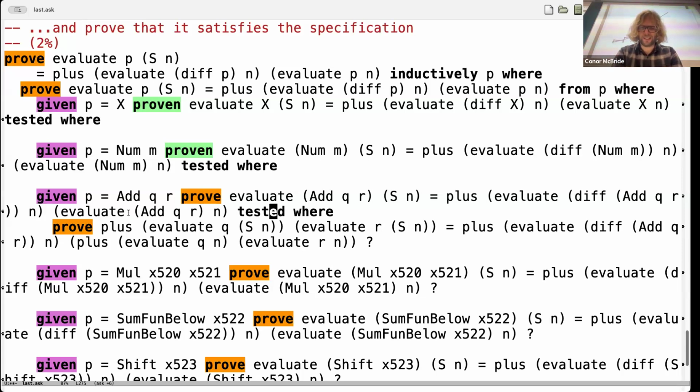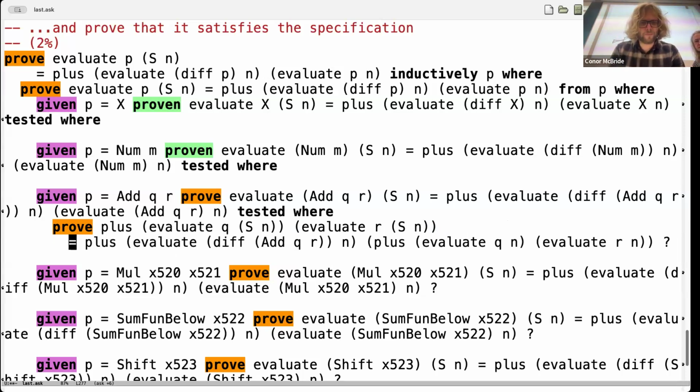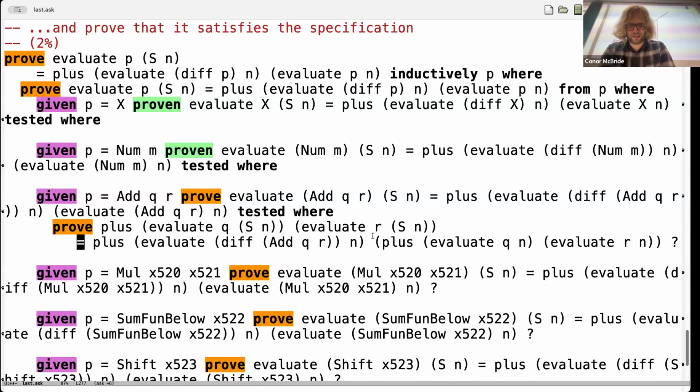Okay, so let's look at the next case. It's the add case, and I've just tested the equation to make it compute a little bit. So I see that what I've left to prove is that if I do a plus of evaluate Q S of n and evaluate R S of n, then I should get a plus of the diff of add Q R and evaluate. Okay, it's a bit hard to see this. Put a new line at the equal sign. Am I allowed to do that? Yeah, as long as you indent. Didn't quite work.